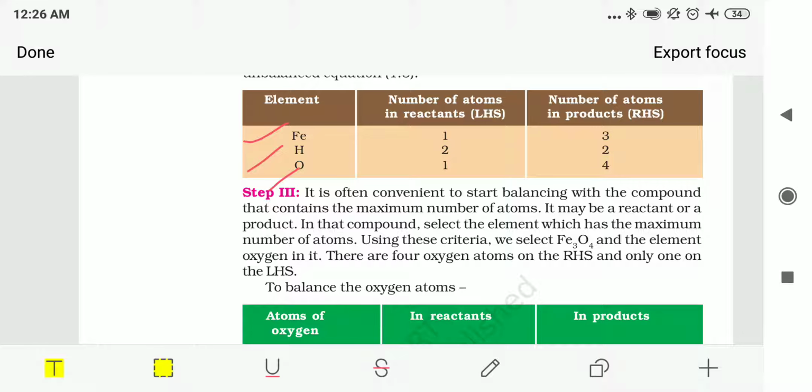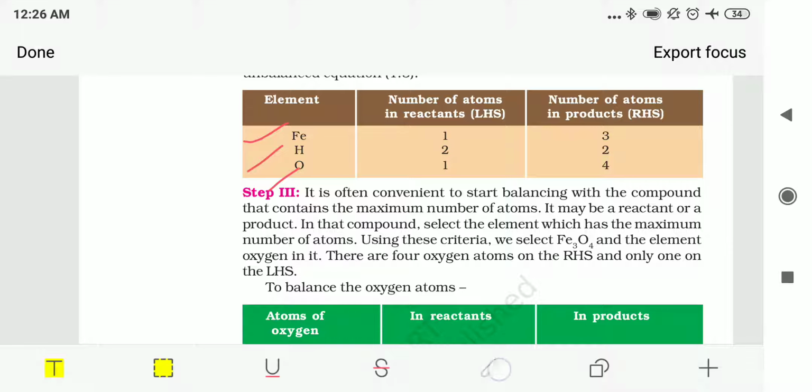So when we start balancing with the compounds, we will start with that compound that contains the maximum number of atoms. It may be a reactant or a product. In that compound, select the element which has the maximum number of atoms. Using this criteria, we select Fe3O4.